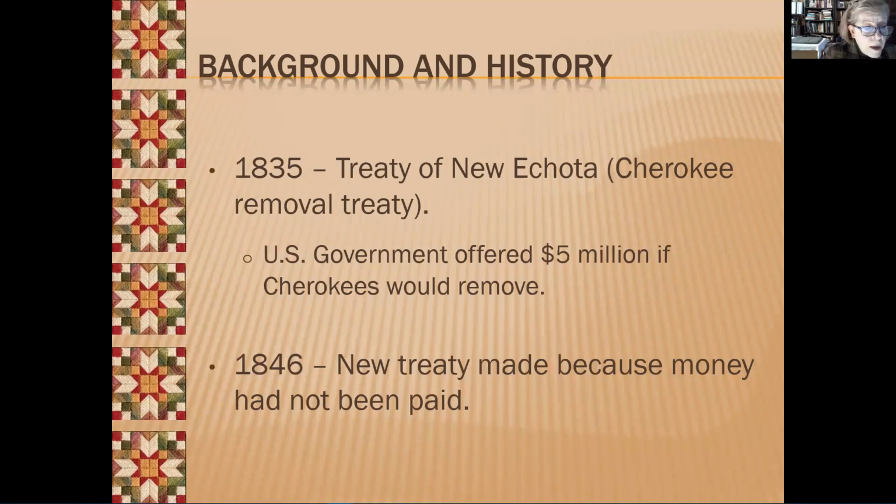So in 1835, the Cherokee Removal Treaty was signed, and as part of that treaty, the government offered to pay $5 million to the tribe if they would remove. And of course, they didn't have a lot of options. But anyway, once they did remove, by 1846, no payment had been made. So that's 10 years. There's the first 10 years.